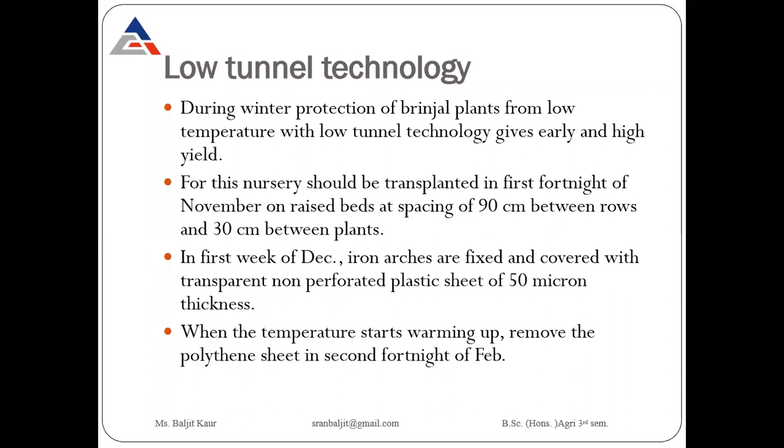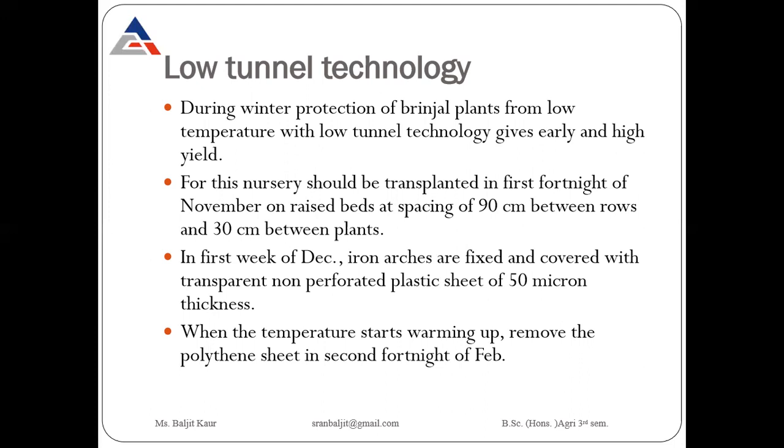And firstly what we have to do, we have to make beds, and the spacing between the beds should be 90. On the bed there are rows, so spacing between the rows should be 90 centimeter, and the spacing between plants on the beds should be 30 centimeter, right? So firstly in the month of November we have to make raised beds. Then during the first week of December, iron arches are fixed and covered with transparent non-perforated plastic sheet of 50 micron thickness, right?